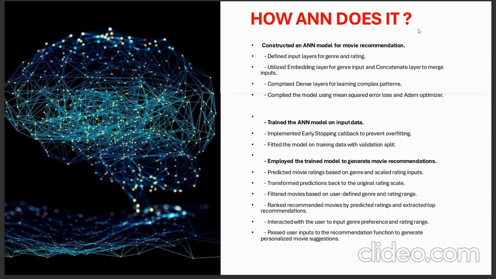So how did we implement the ANN? We constructed an ANN model for the movie recommendation system. We defined input layers for genre and rating, utilized embedding layers for the genre input, and used concatenating layers to manage them.